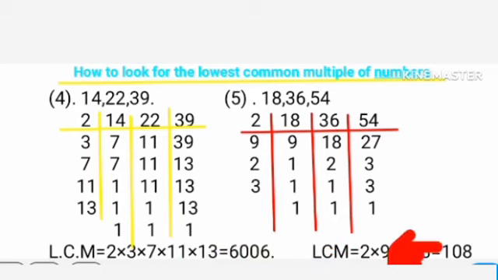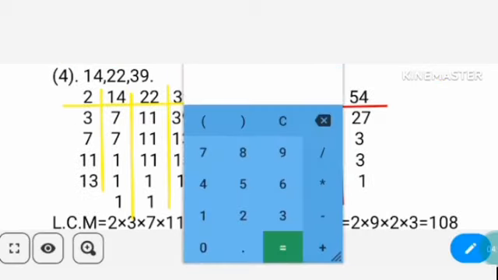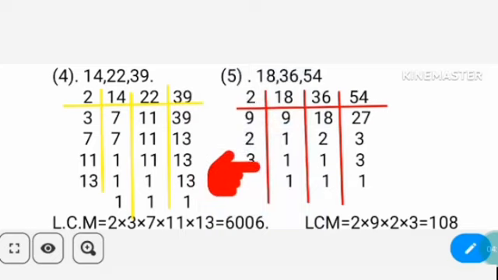You multiply the whole of the numbers on the division column: 2 times 9 times 2 times 3. And we're going to have what? 108. And that's exactly what we have here. 108. So I hope this video was helpful.